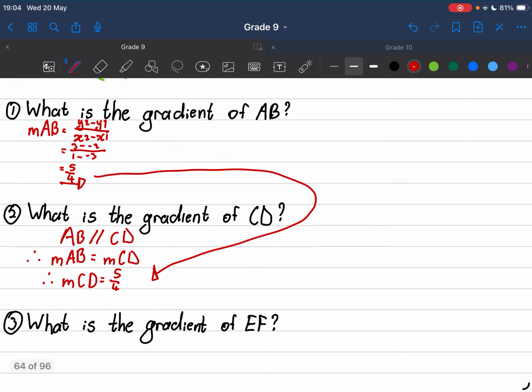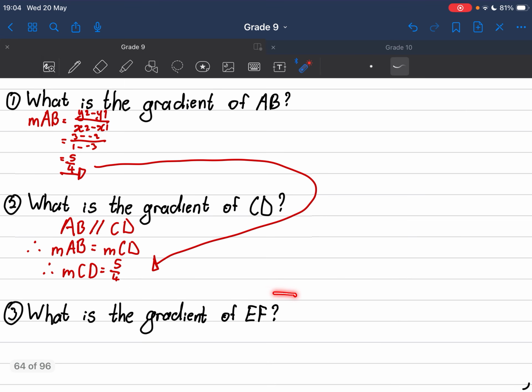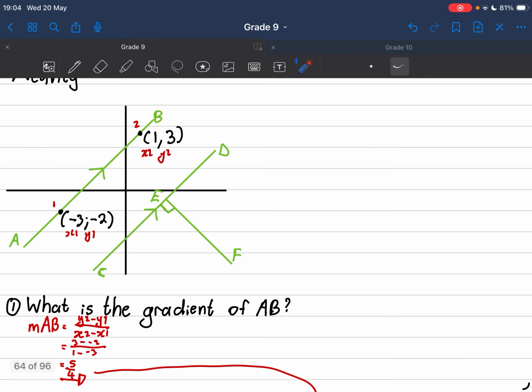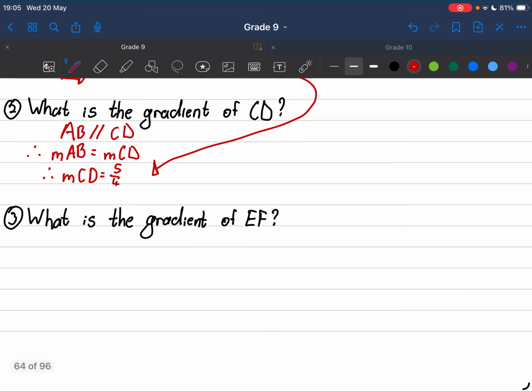Now that's done. The last question asks, what is the gradient of EF? EF is here. There's a little square there. The square means that this is a 90-degree angle. That means these two lines are perpendicular. So CD is perpendicular to EF. Let's write that down.